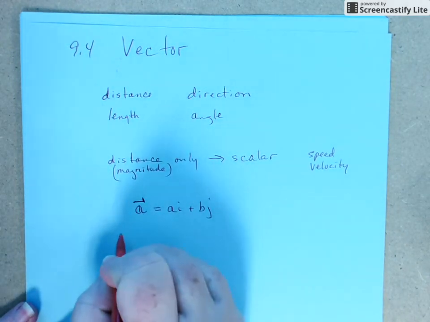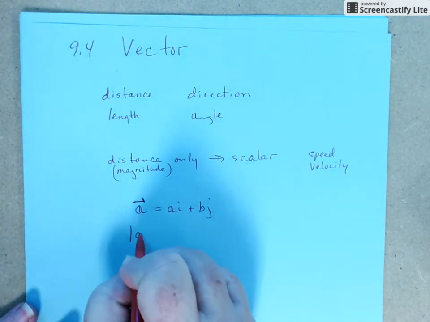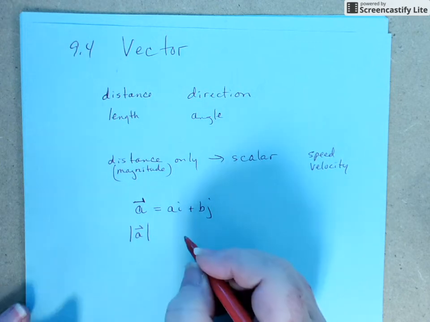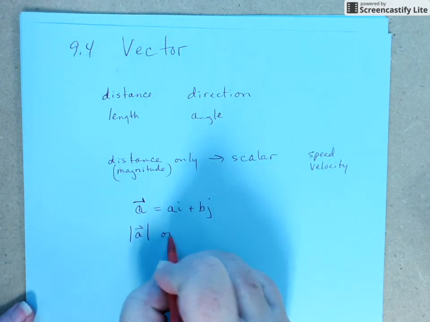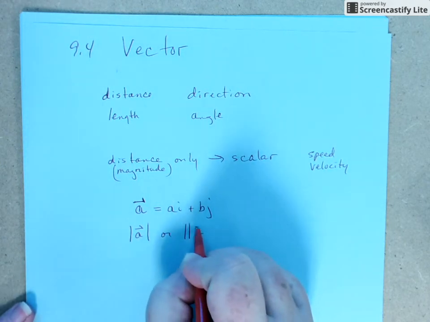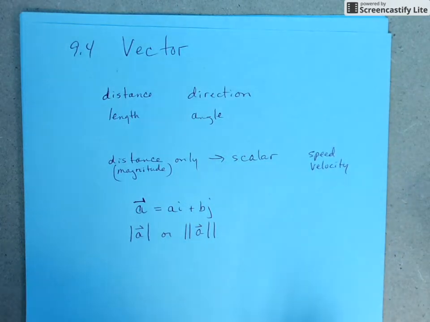The magnitude of vector A is sometimes written like this. And it's the same thing, the same way you find the magnitude of a complex number, right? It's still the distance. Yes, ma'am. Does this say or? Yes, this says or.